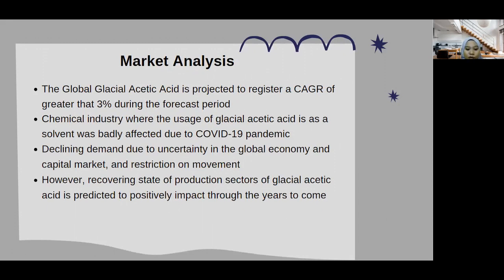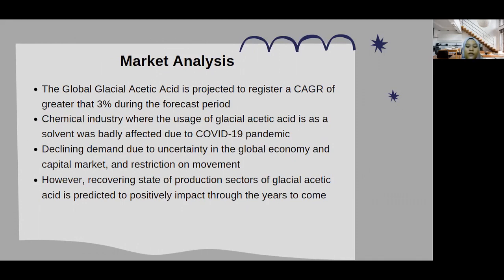The chemical industry, where glacial acetic acid is used as a solvent or an intermediate, was badly affected due to the COVID-19 pandemic. Disruption in supply chains, declining demand due to the uncertainty in the global economy and capital market, and restriction of movement added an unpredictable dimension to the chemical industry.